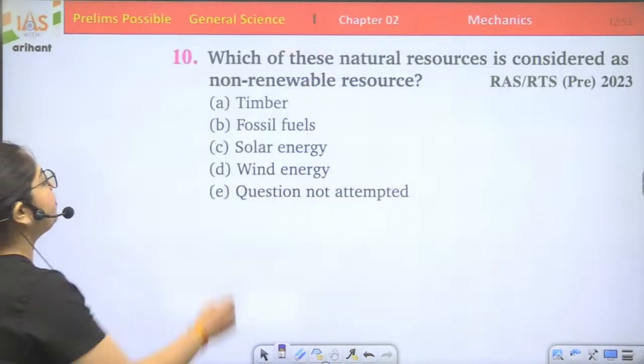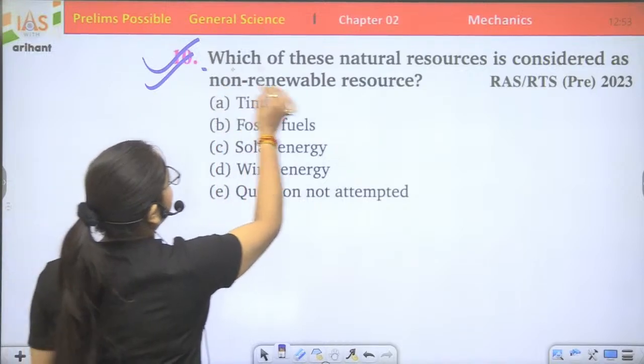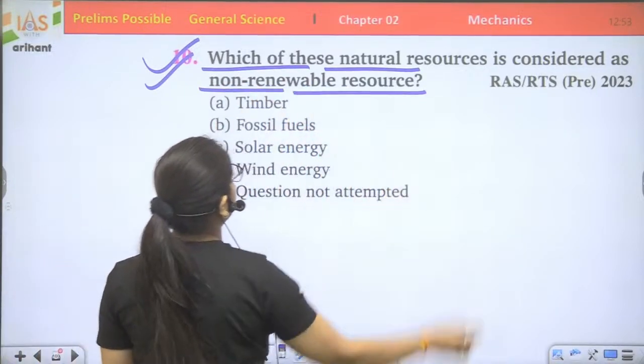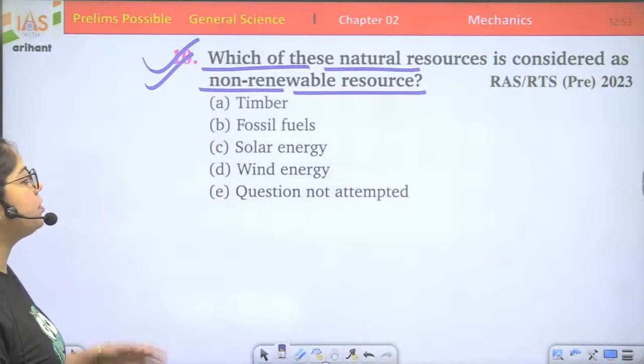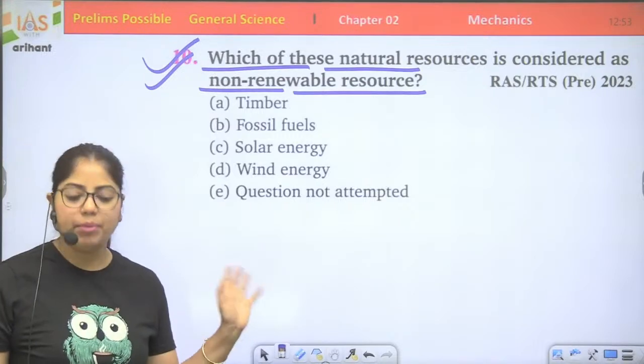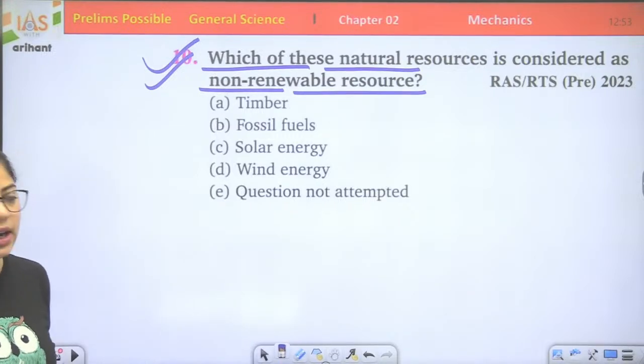Right? Next question. Question number 10. Which of these natural resources is considered a non-renewable resource? Timber, fossil fuels, solar energy, wind energy. Question not attempted. Which one is the right answer?